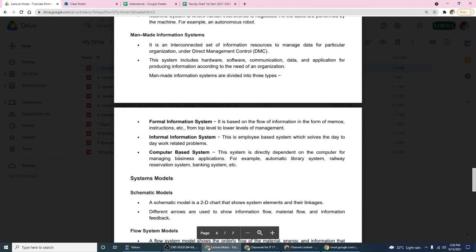And then we have the computer based system. This system is directly dependent on the computer for managing the business application. For example, automatic library system, railway reservation system, banking system, and etc.